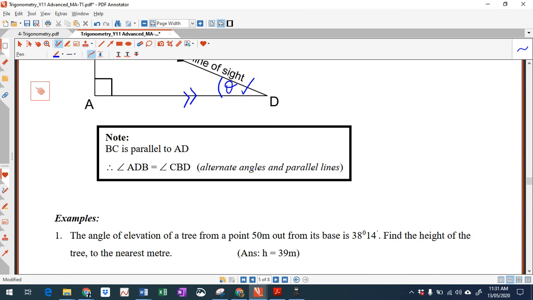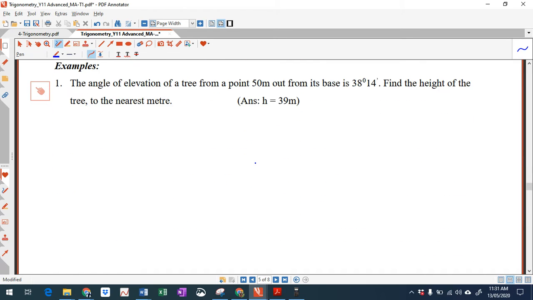Okay, let's have a look at an example. The angle of elevation of a tree from a point 50 meters from its base is 38 degrees 14 minutes. Find the height of the tree. So let's draw the tree. There's my tree. I'm essentially just going to draw a right angle triangle to start with.